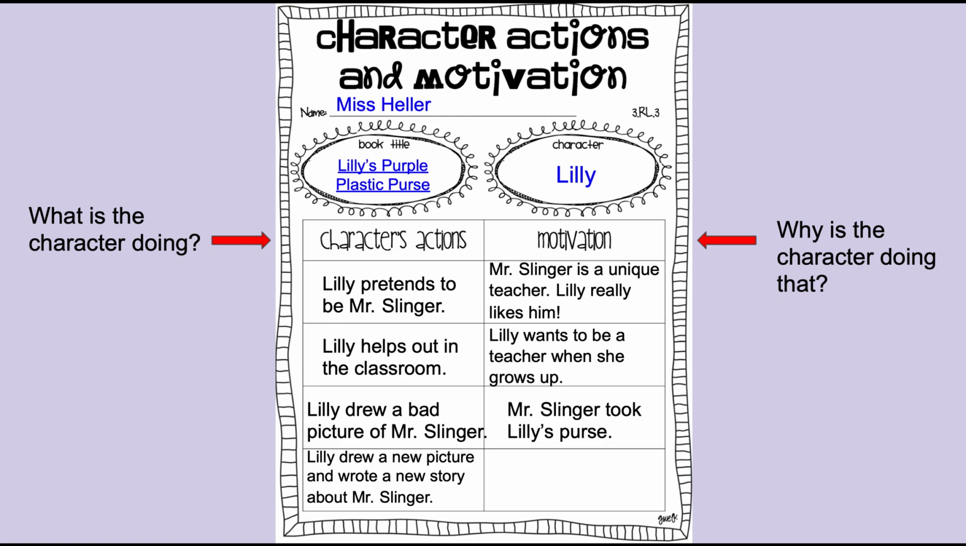All right, here's her last action. Lill'y drew a new picture and wrote a new story about Mr. Slinger. And this one was a really nice picture and a really nice story. Why did Lill'y do that? Pause the video and think to yourself. If you guessed because Mr. Slinger put a nice note and snacks in her purse and she felt very sorry about it, you are correct.